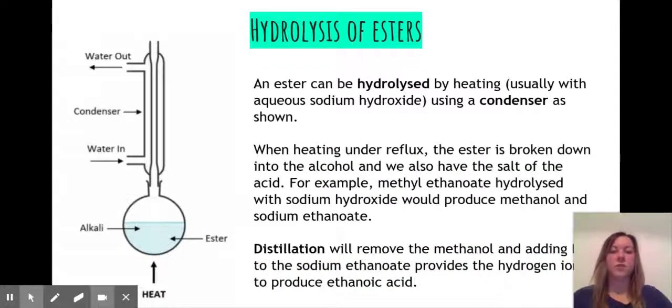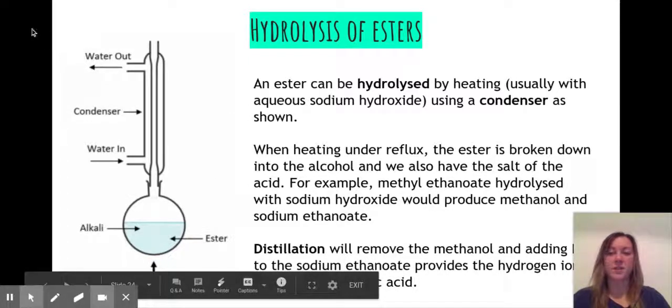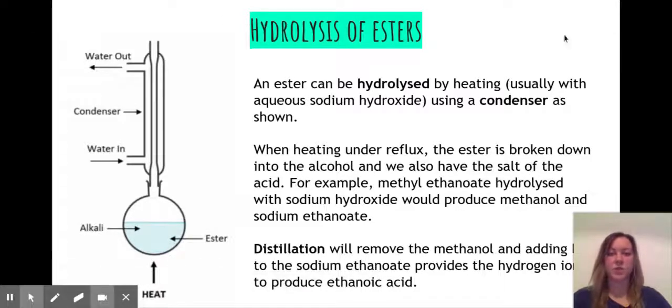So hydrolysis of esters, again, your teacher might show you this setup in the lab and carry out this experiment just so you can have a wee look and see it in real time. So an ester can be hydrolyzed by heating. Now this is usually done with aqueous sodium hydroxide, so a strong alkali. You can use an acid catalyst as well, but you don't get full hydrolysis that way, so it's best to use a strong alkali like sodium hydroxide.